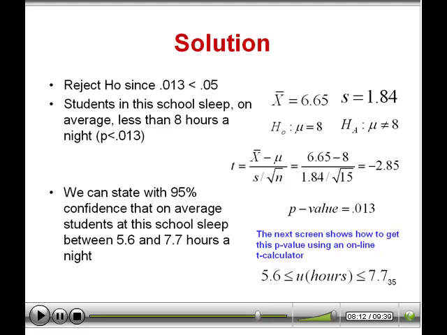Following this up with a 95% confidence interval, we can further state that the mean number of hours that children in this school get for sleep each night is somewhere between 5.6 hours and 7.7 hours. Notice this interval contains values that are lower than the hypothesized 8 hours, so it is reasonable that we rejected the null hypothesis.